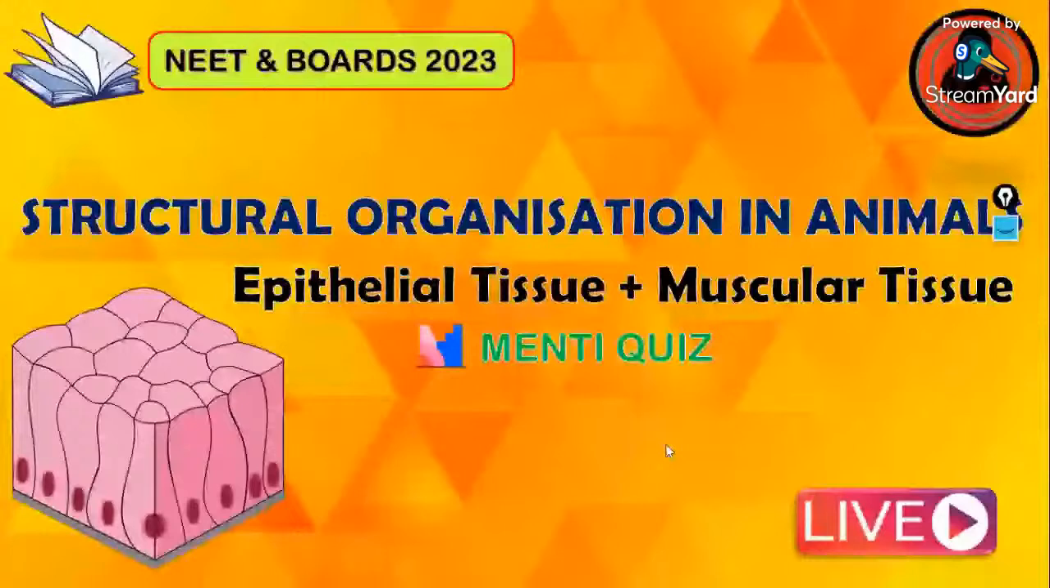So today we are going to start with a brand new chapter, that is structural organization in animals, and today's topic is epithelial tissue and muscular tissue. Good afternoon Abhijit, good afternoon Anantu also.